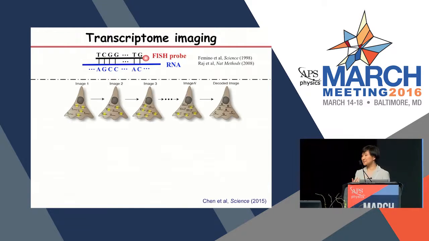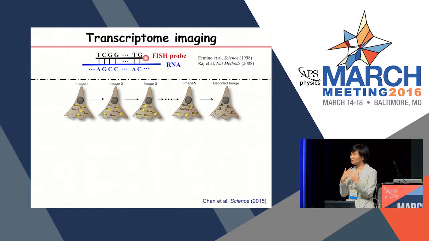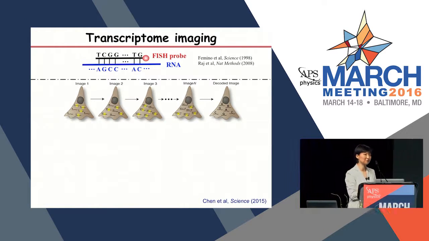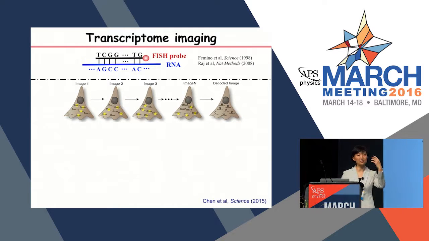But a transcriptome has thousands of RNAs. So we don't have this many colors that allow us to combinatorially get 1,000 or several thousand. So what do we do? We came up with this idea of using combinatorial labeling and sequential imaging. So I'll briefly talk about what it is.